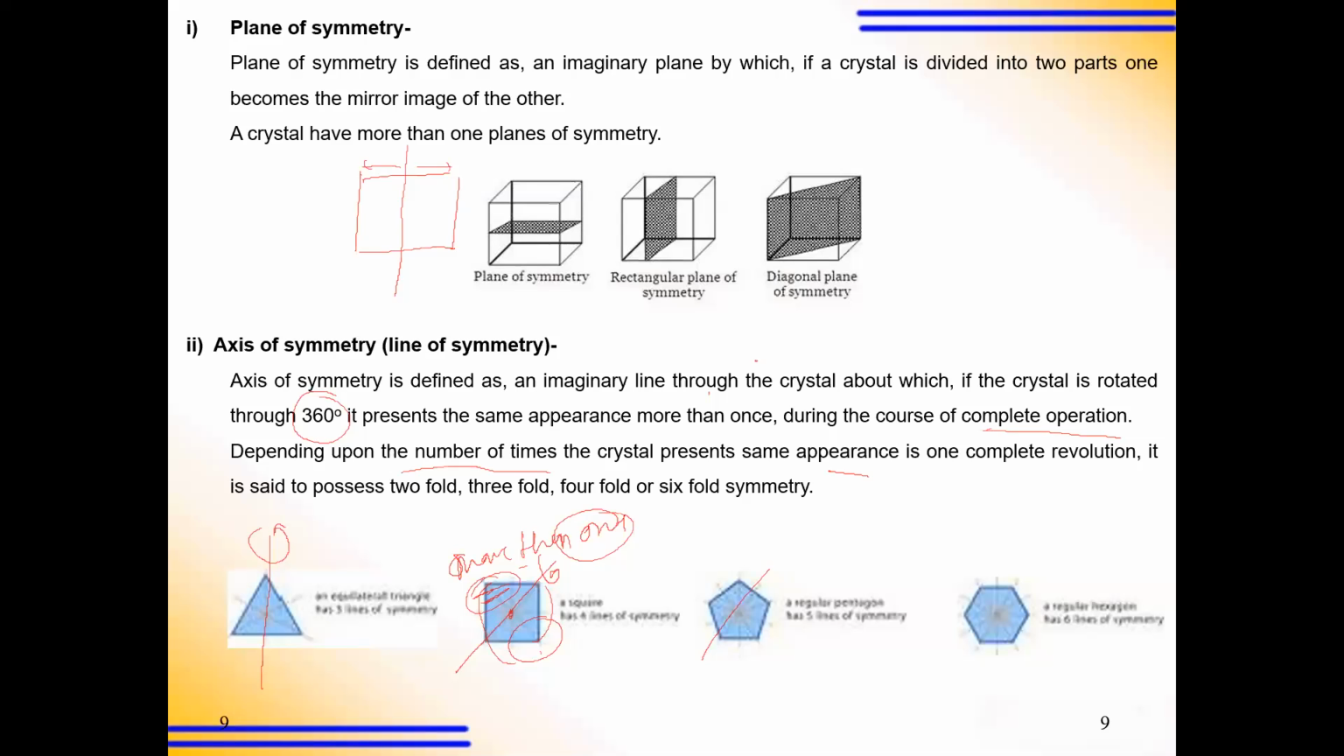For example, if you rotate it by 180 degrees, it will be two-fold symmetry. If you rotate it by 120 degrees, 120 degree rotations, that is called three-fold symmetry. And similarly, the four-fold symmetry after a rotation of 90 degrees, and if done by 60 degrees, it is six-fold symmetry. In this way, how many times the same faces come in one complete rotation, on the basis of that number, the crystals are classified into types of axis of symmetry, that is two-fold, three-fold, four-fold, and six-fold symmetry, right? So this is called the axis of symmetry.